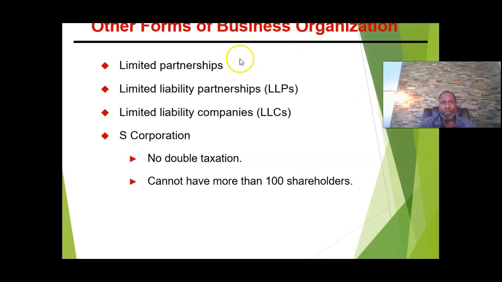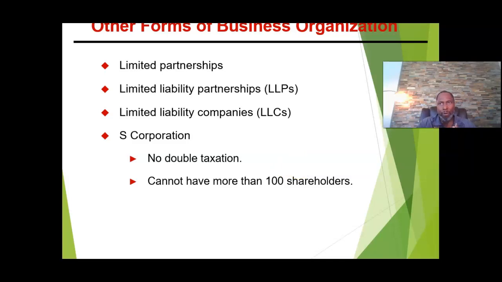There's limited partnerships, there's LLPs, there's LLCs, there's S corporations. I would encourage you to make sure that before you choose a business structure, you understand the advantages and the disadvantages of all of these different types of business structure.